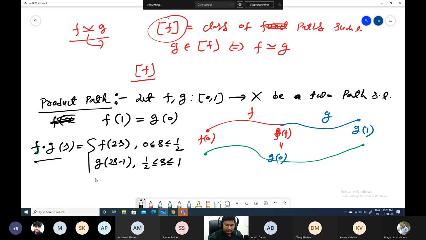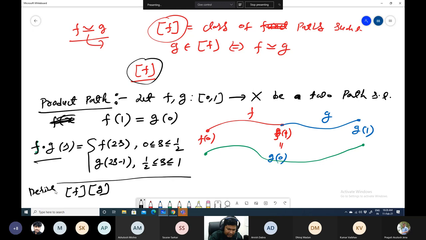This is very simple. Now in similar notation, we have a class of paths. Now we can define [f][g]. To define this one, we just write them next to each other. We will not write any dot, though if you want, you can use a dot as well. Now we define the product of two classes of paths in this way: [f][g] equals [f·g]. Obviously, now we have to check why this definition is well defined.